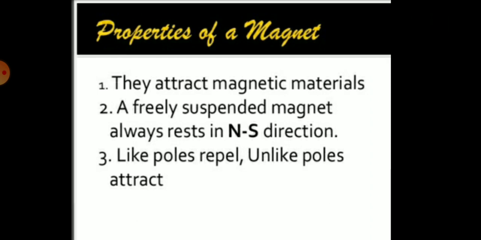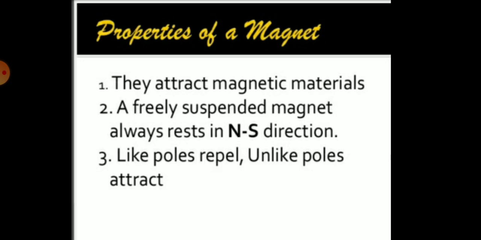And what are the properties of a magnet? The first property is that they attract magnetic materials, so it is called the attractive property. The second property is that a freely suspended magnet always rests in the NS direction, NS meaning north-south direction. So children, this property is called the directive property.